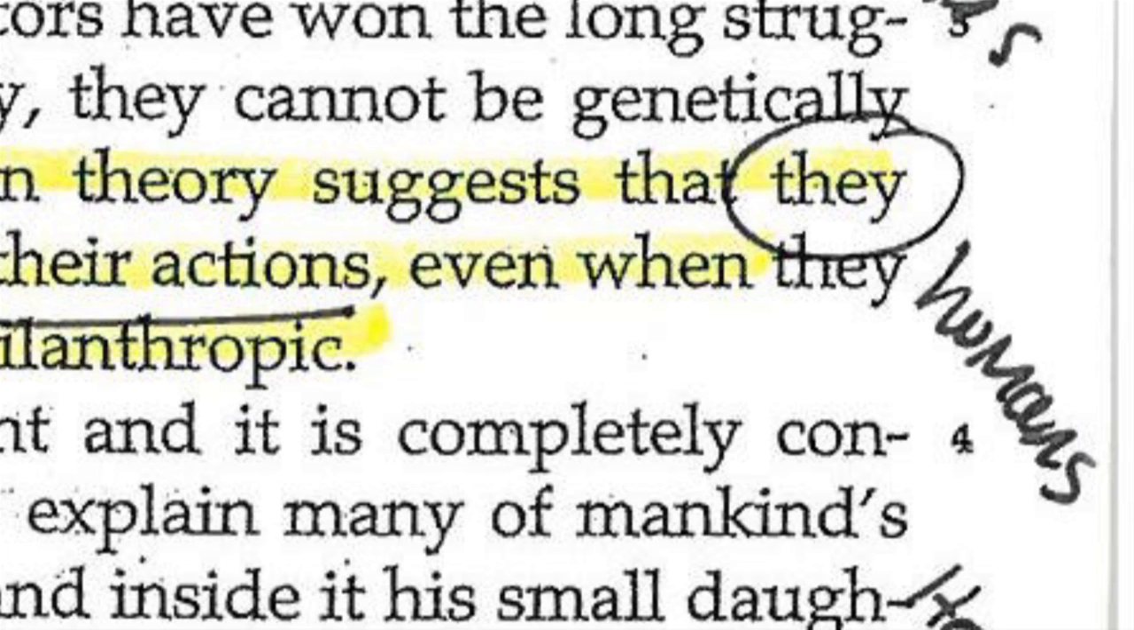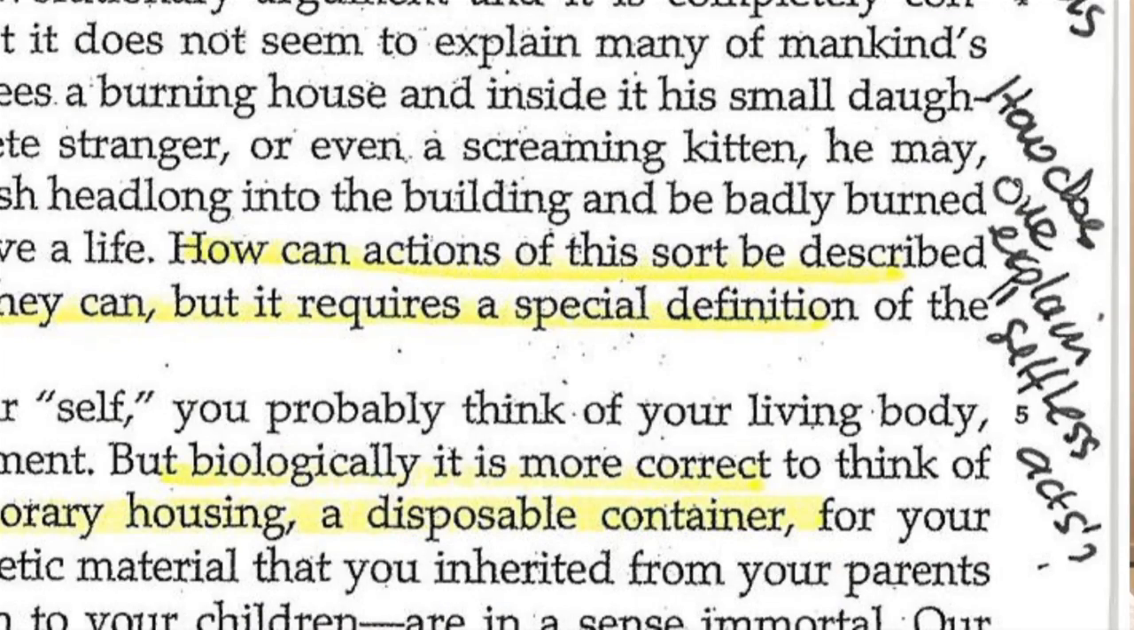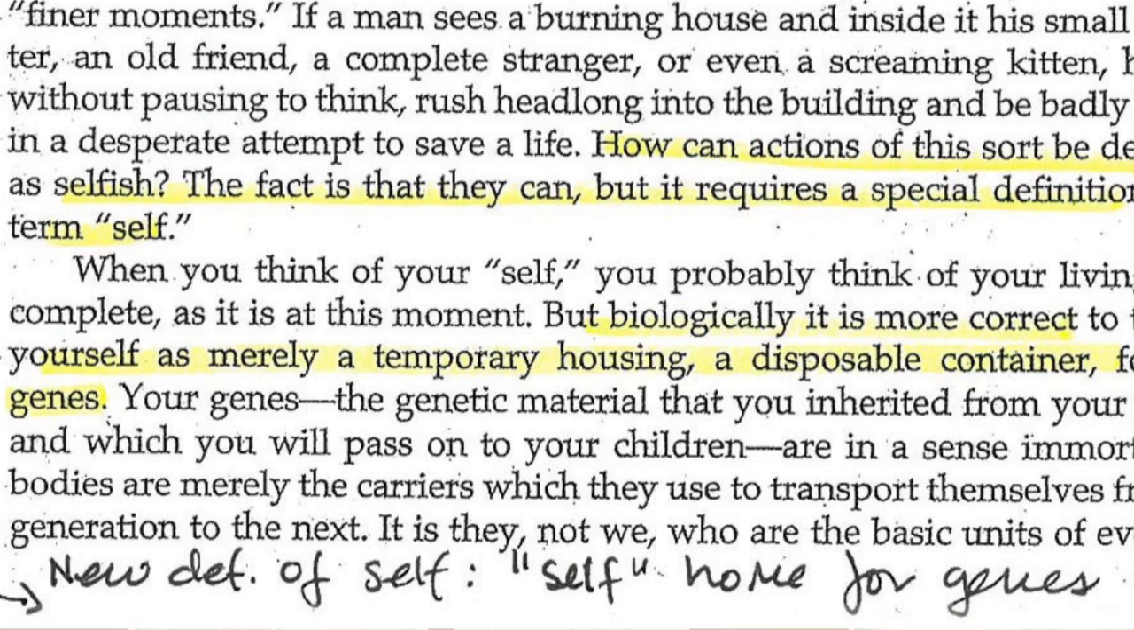I circled the word they in that same paragraph and wrote humans because I wasn't sure who that pronoun was referring to, and I figured it out. I asked a question, how does one explain selfless acts? And in the final paragraph, I wrote new definition of self. Self is a home for genes, which is an idea that came from the author.